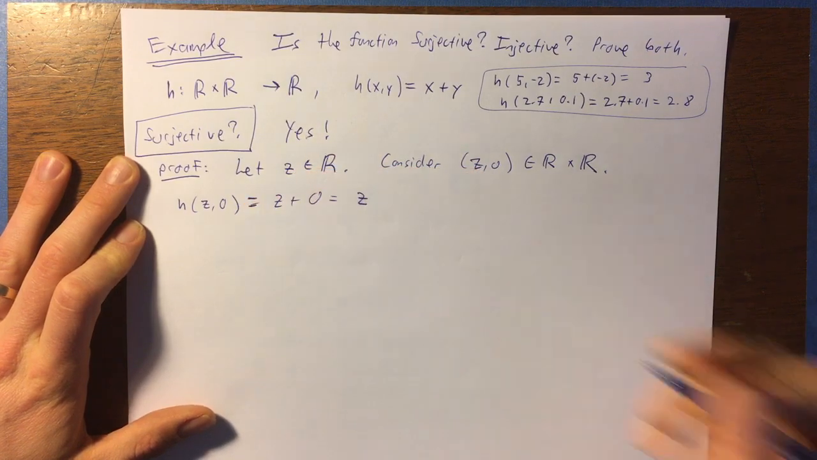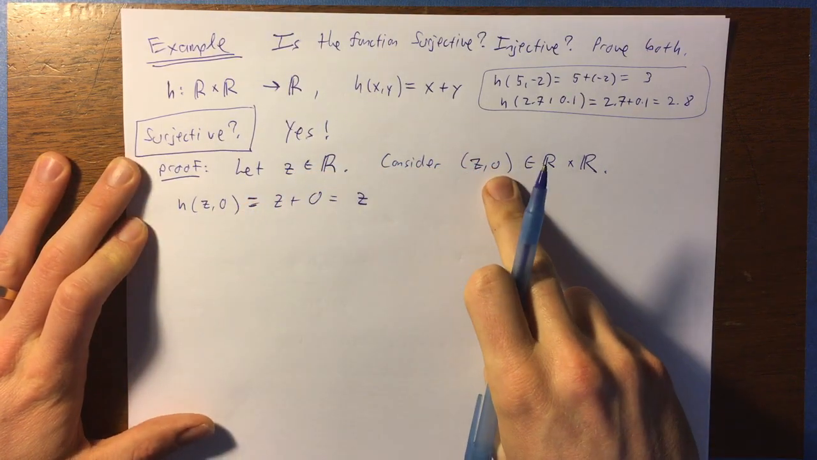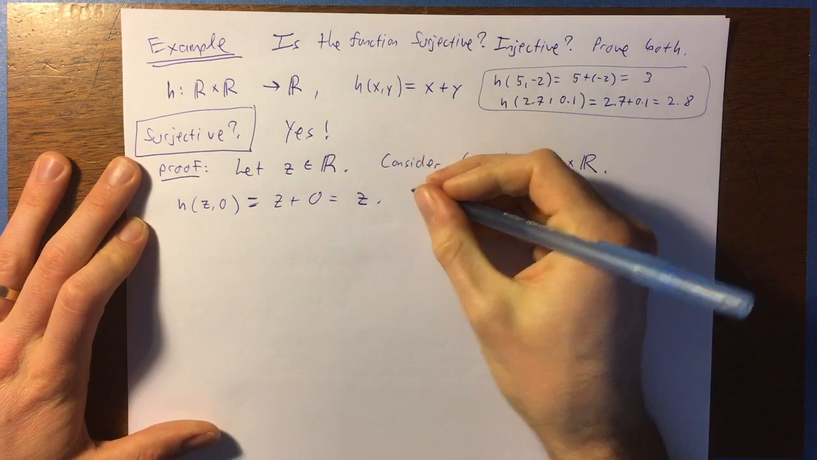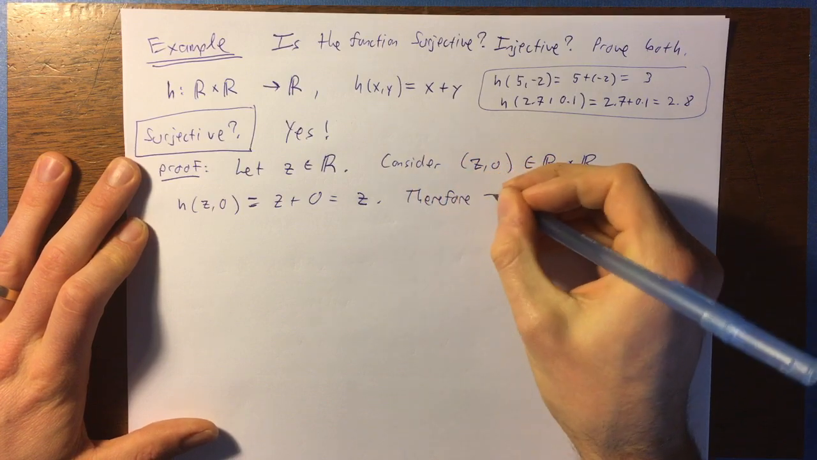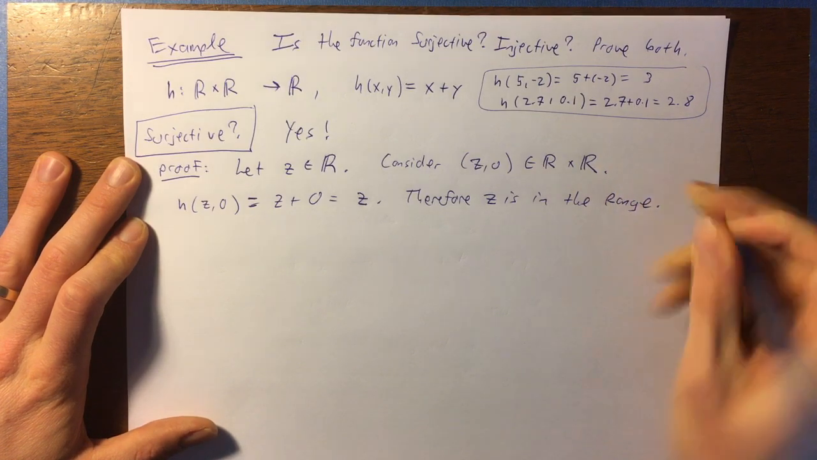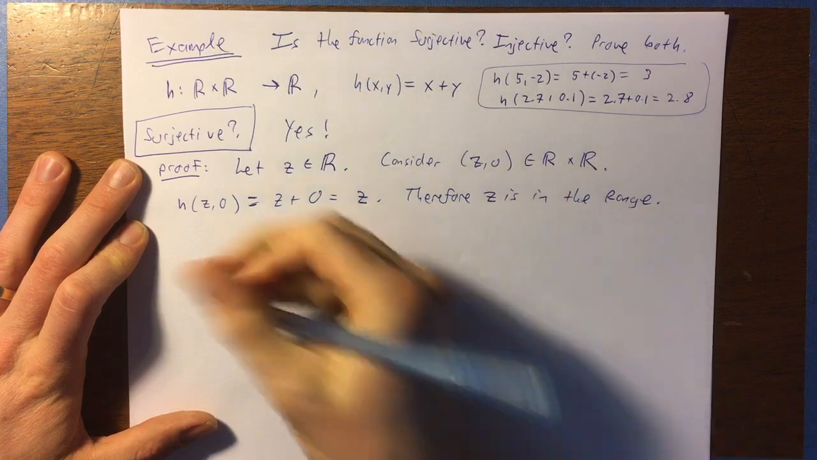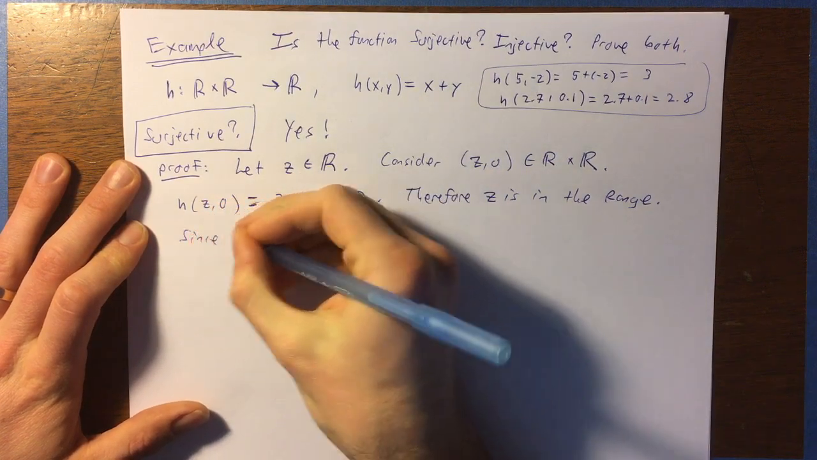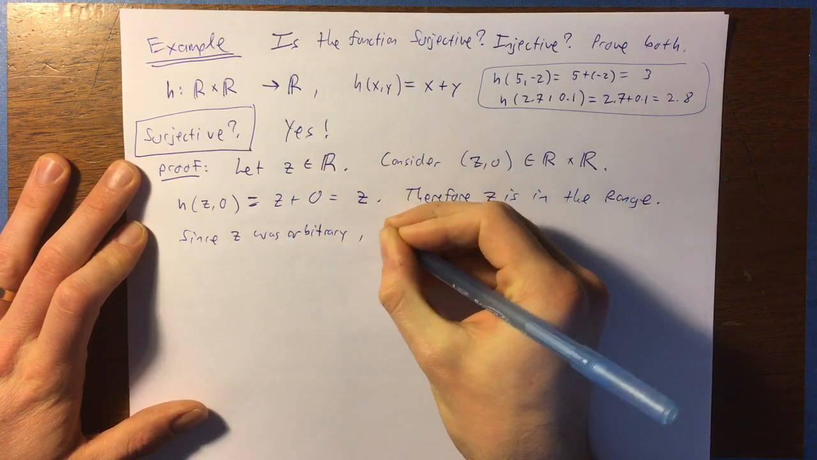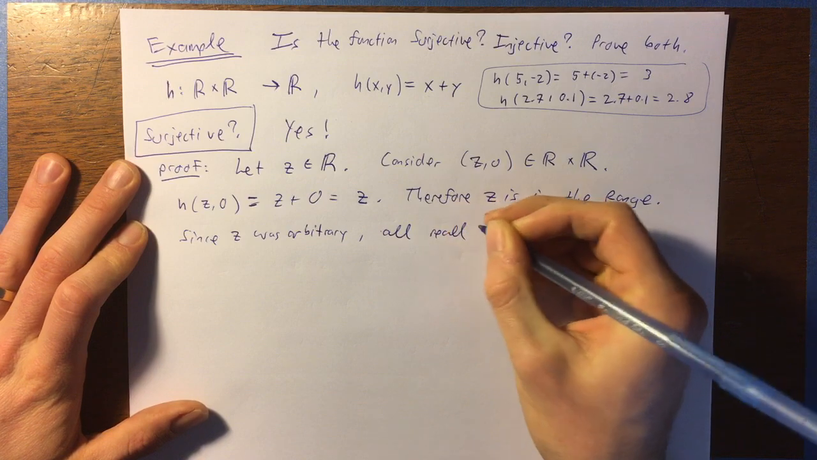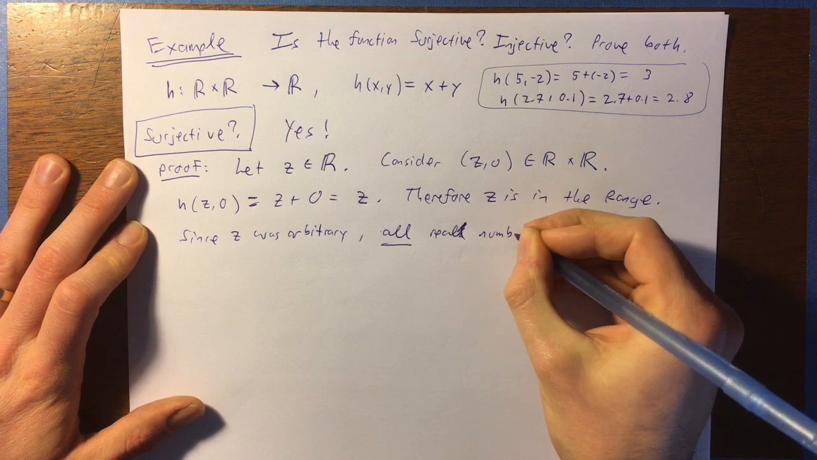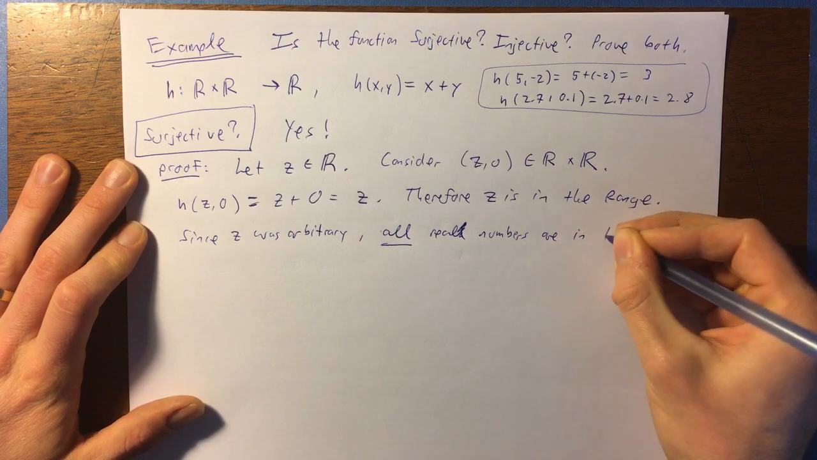So that was nice and easy, because I just showed that there's guaranteed to be an input that is going to map to this output. So what I've shown is that therefore z is in the range of this function. Okay, now since z was arbitrary, I want to make a point of that. Since z was arbitrary, that means that all real numbers are in the range.